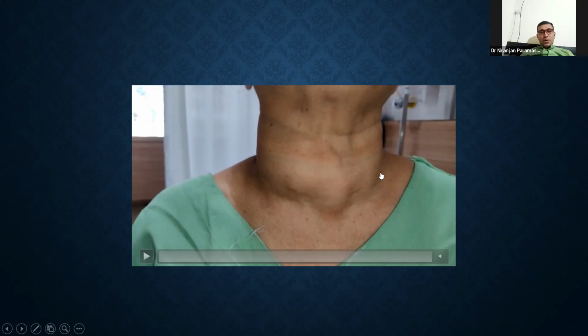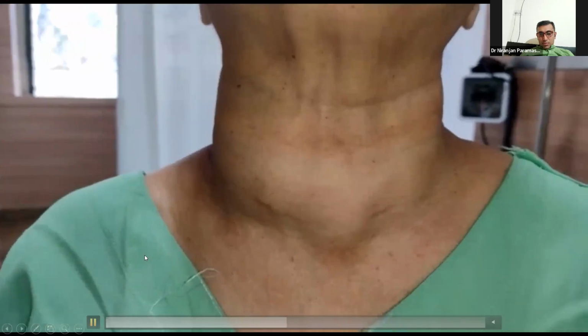Has she undergone any surgery in the past, this lady? No, sir. It looks like a scar mark in the midline. Is it not a scar? No, sir, no history of any surgeries. What is the area where you have put that cursor? If you trace it, it is going on either side also. That looks like a scar. Play the video, Pawan. Looks like she has undergone surgery.